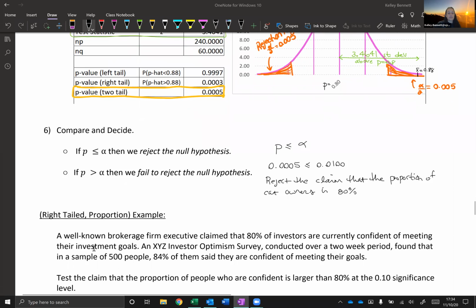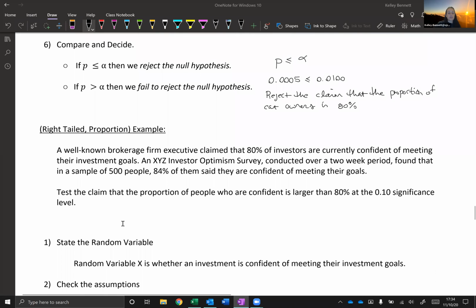So let's look at this. A well-known brokerage firm executive claimed that 80% of investors are currently confident of meeting their investment goals. An XYZ investor optimism survey conducted over a 2-week period found that in a sample of 500 people, 84% of them said that they are confident of meeting their goals. Test the claim that the proportion of people who are confident is larger than 80% at the 0.1 significance level.